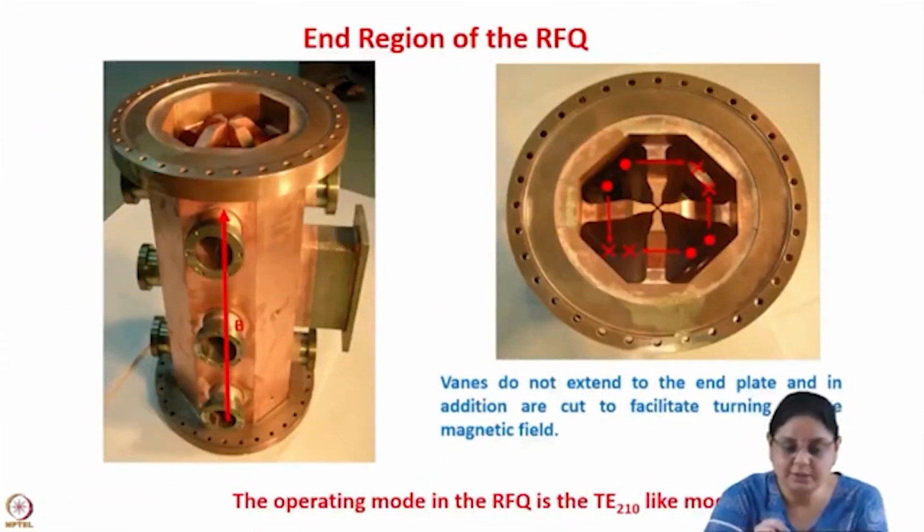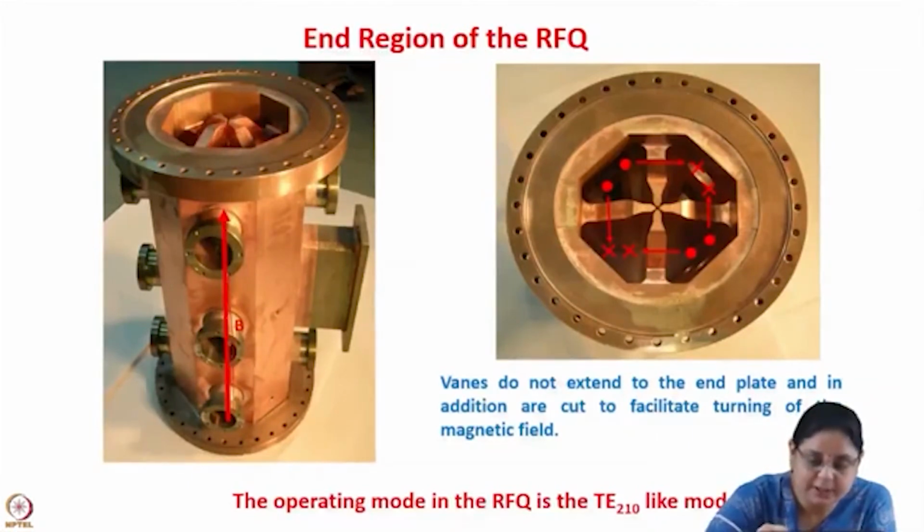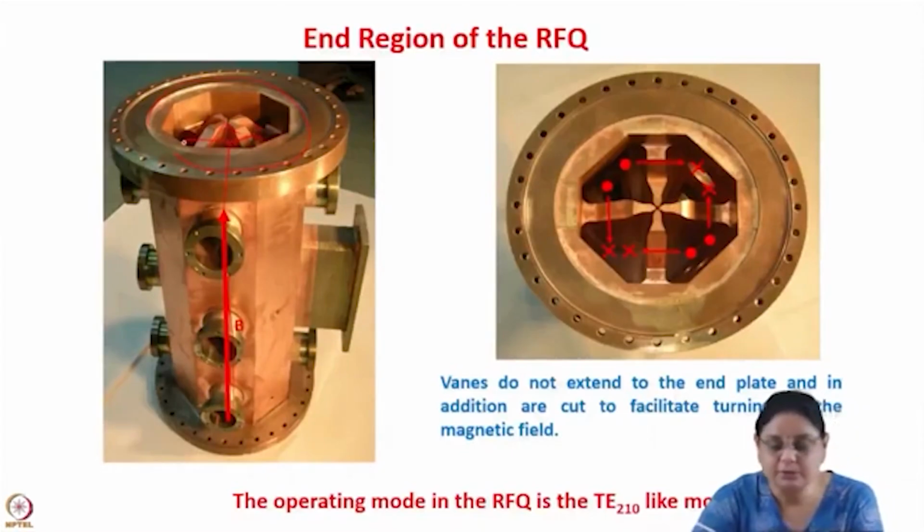So this is the picture of the RFQ. You can see here these are the 4 vanes, and there is an undercut provided here, which you can see. So the magnetic field line in this quadrant will be like this. It comes here, and there will be an end plate here, but there is a gap between the vane and the end plate. So the magnetic field lines will bend over and pass over to the next quadrant.